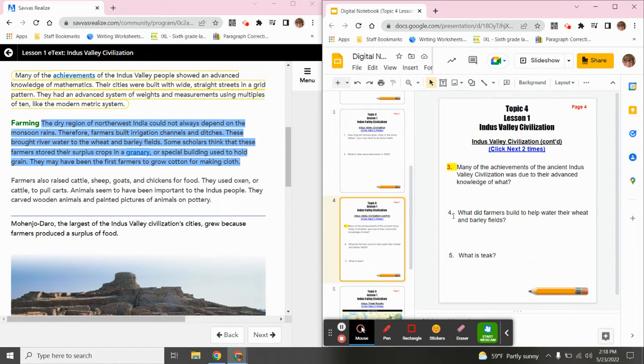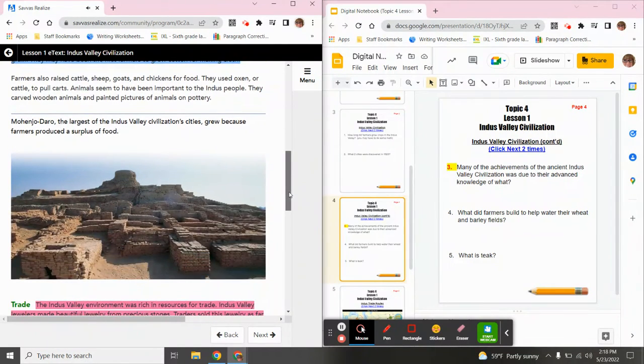Number 4, what did farmers build to help water their wheat and barley fields? In this blue highlighted text, you will find that answer. Farmers also raised cattle, sheep, goats, and chickens for food. They used oxen or cattle to pull carts. Animals seem to have been important to the Indus people. They carved wooden animals and painted pictures of animals on pottery.